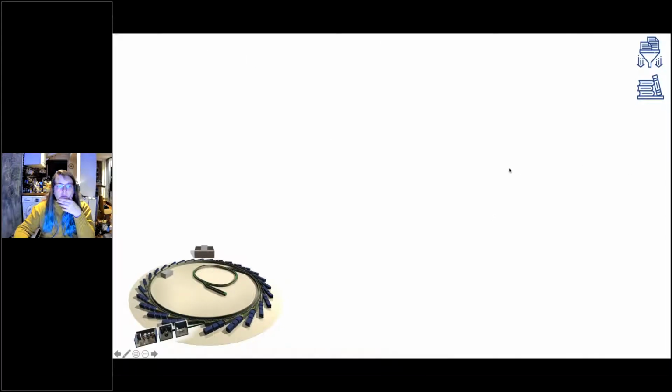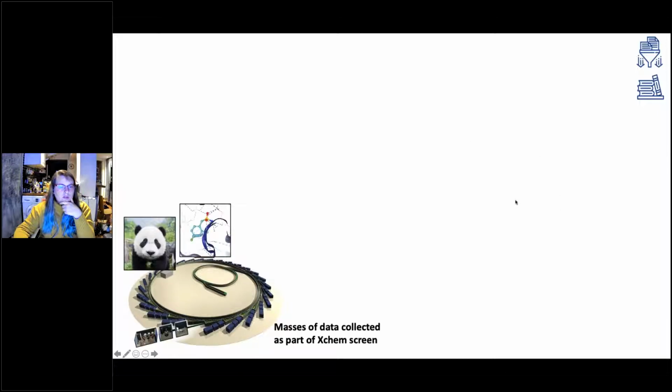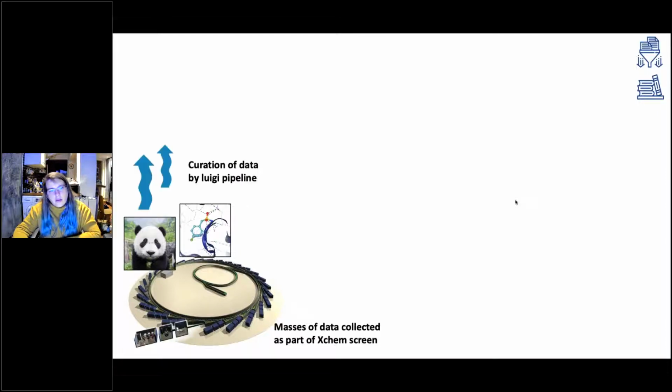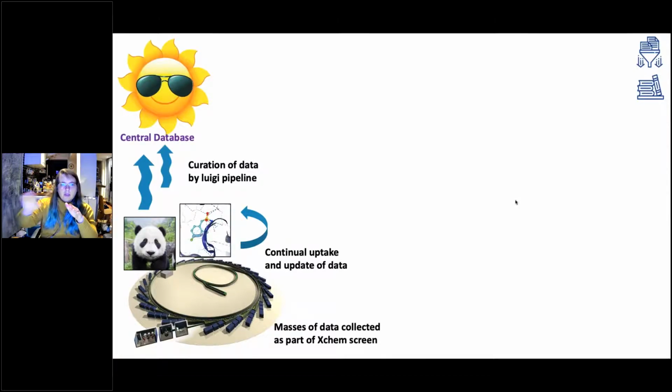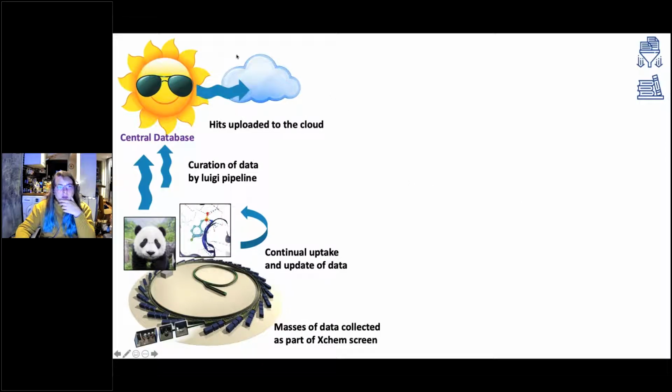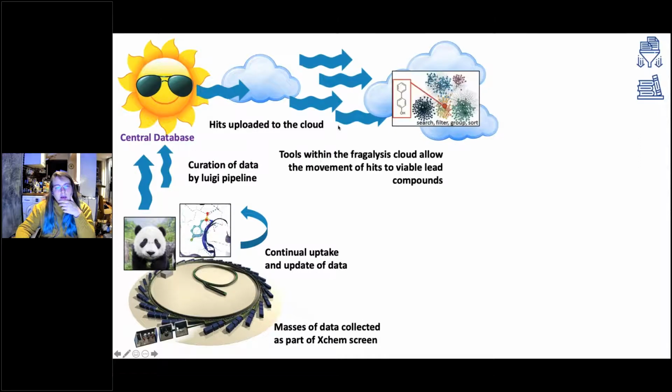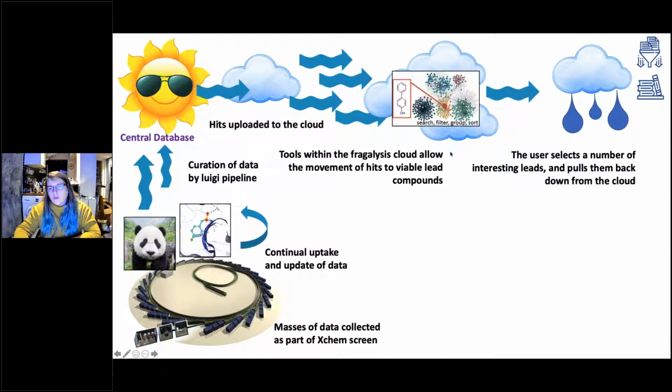I'll just go through very quickly how this works at Diamond and how we get our data into Fragalysis before I show you the goods, so to say. We have masses of data collected as part of an XChem screen. We scrape all of our data together and put it up into a central database, and we have a continual process looking after that. Then we upload our hits to the cloud, and what we hope is that eventually the tools within the Fragalysis cloud will allow the movement of these initial hits to viable lead compounds.